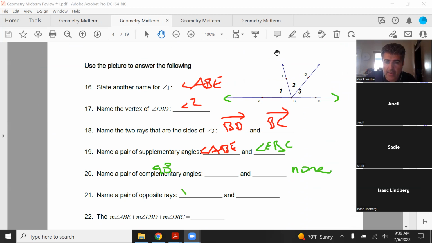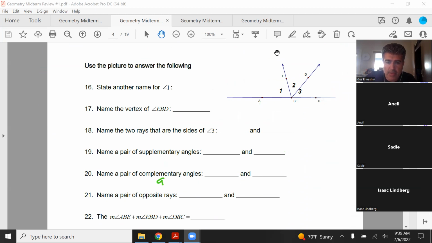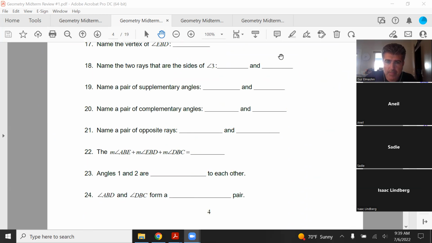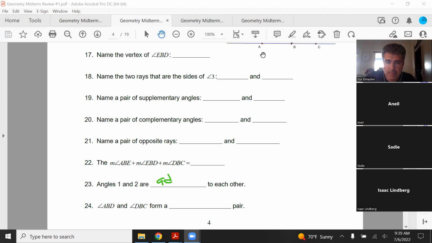Opposite rays: if I added arrows at the ends of AC, I could say BA and BC are opposite rays like that. And then those three angles add up to 180: ABE, EBD, DBC. Angles 1 and 2 are considered adjacent to each other. They're next to each other. And ABD and DBC form a linear pair because they form a line. And linear pairs always add up to 180.